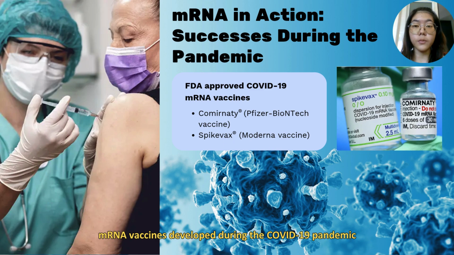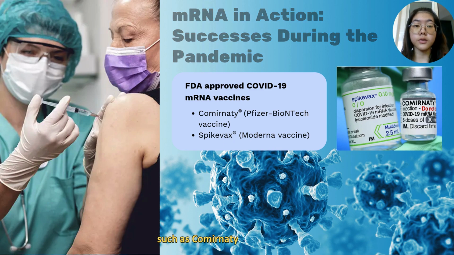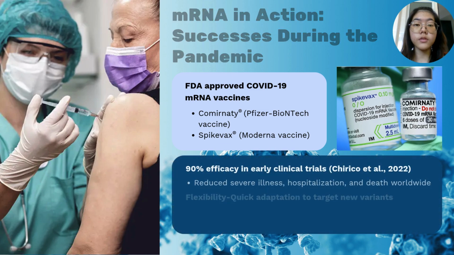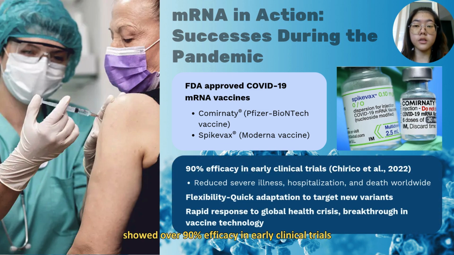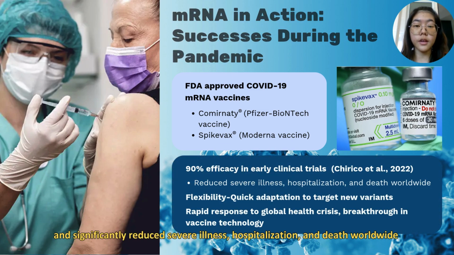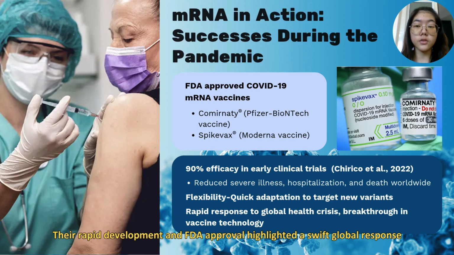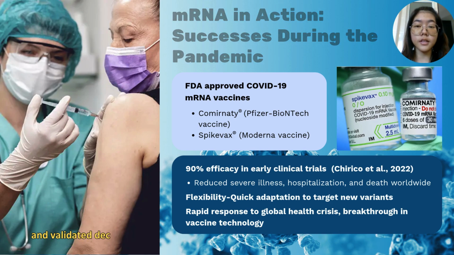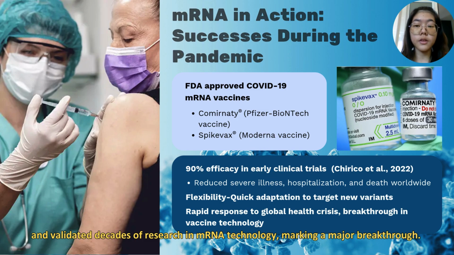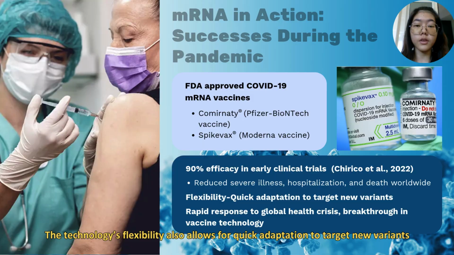mRNA vaccines developed during the COVID-19 pandemic, such as Comirnaty and Spikevax, showed over 90% efficacy in early clinical trials and significantly reduced severe illness, hospitalization, and death worldwide. Their rapid development and FDA approval highlight a swift global response and validated decades of research in mRNA technology, marking a major breakthrough. The technology's flexibility also allows for quick adaptation to target new variants.